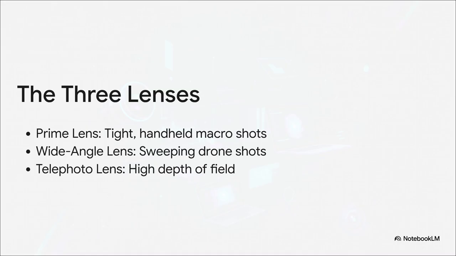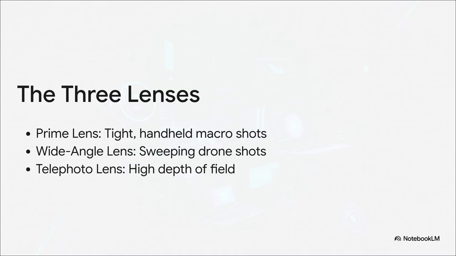And you do this by structuring your prompts through 3 specific lenses. Use the prime lens for immediate focus. Think tight, handheld macro shots that highlight micro increments in movement. Use the wide-angle lens for sweeping drone shots to establish your environmental context and spatial boundaries. And use the telephoto lens with a high depth of field to visually bridge those long-term outcomes without using literal, cheesy transitions.